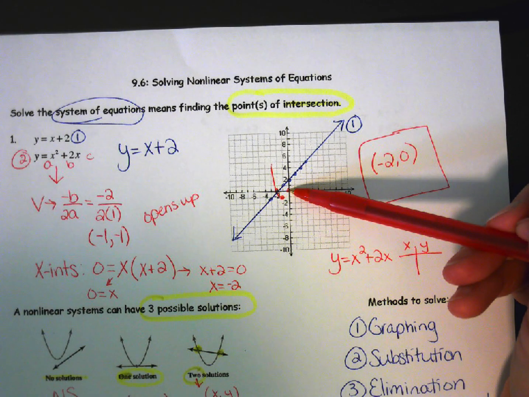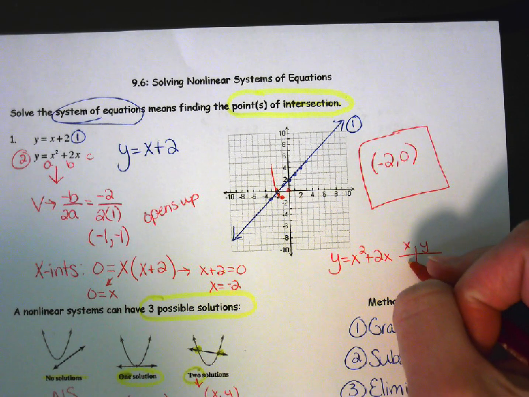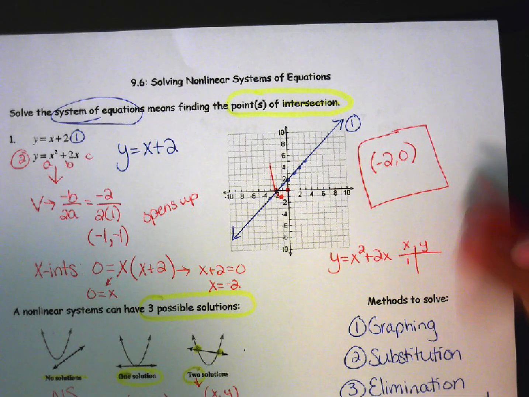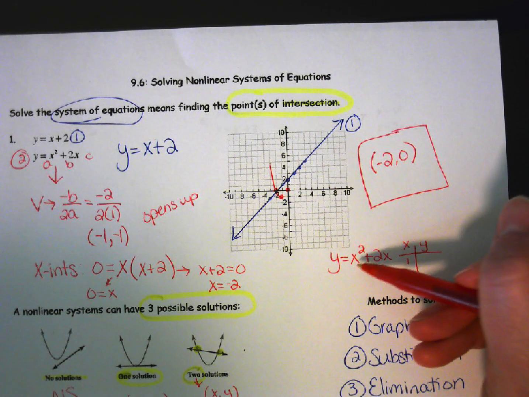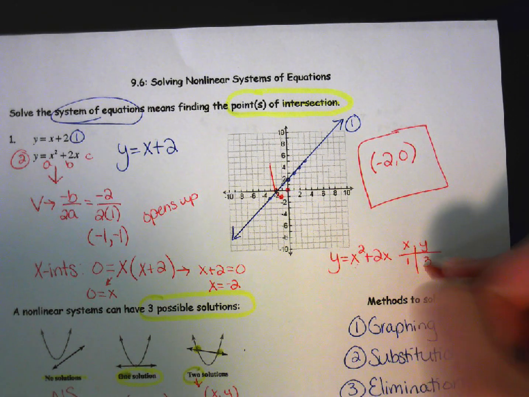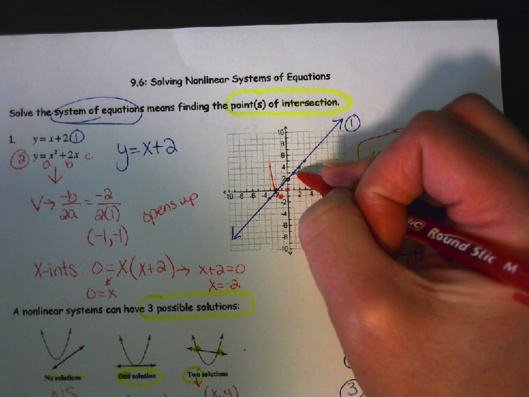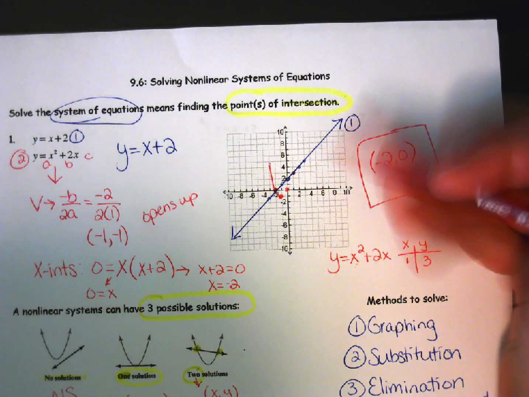I already know this is a 0, but what about when x is 1? So if I plug 1 in here, I get 1 plus 2, that would be 3. So at 1, I get a 3. And look at, that's where they cross.